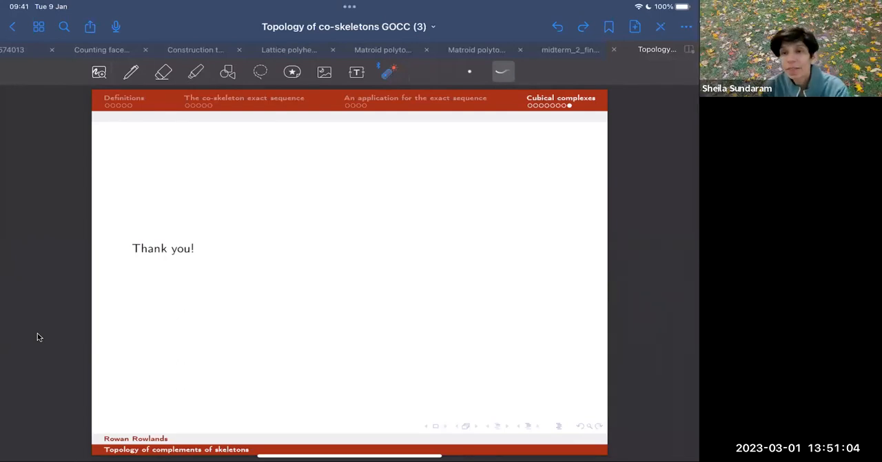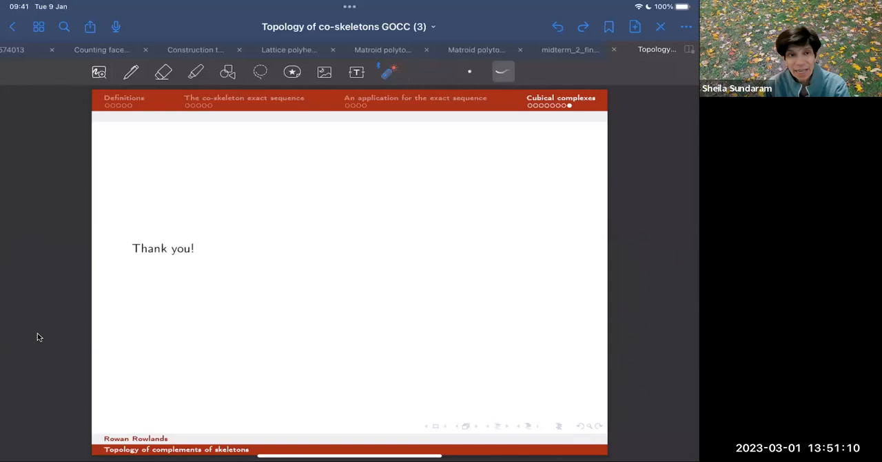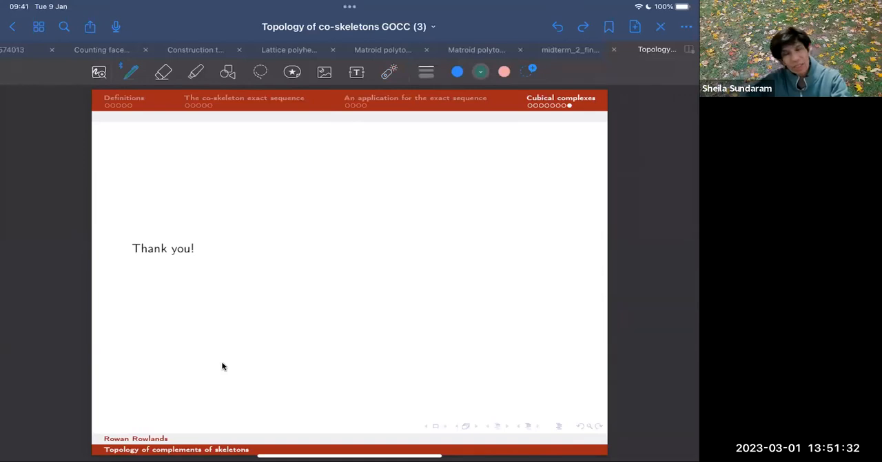I do. Hi, Rowan. Hello. So if you take the skeleton of a simplicial complex, which is really only what I know about, in the face lattice you're taking everything below a certain rank. So if you take the co-skeleton, you're taking everything above a certain rank. How does all the poset topology machinery fit into this?